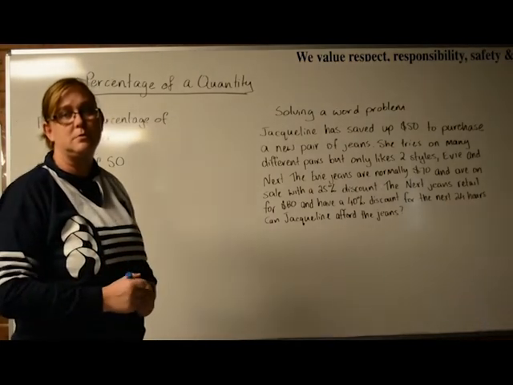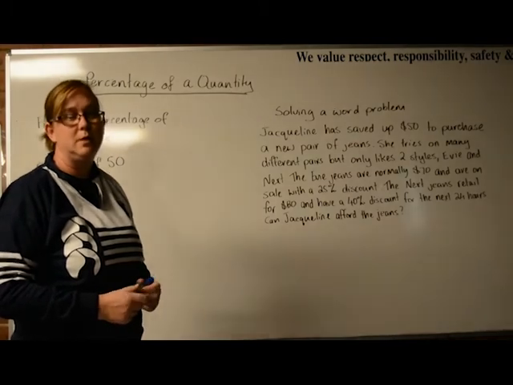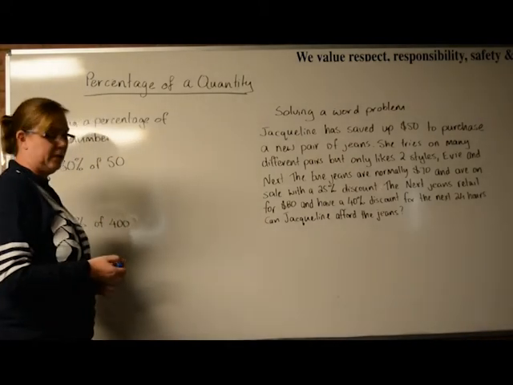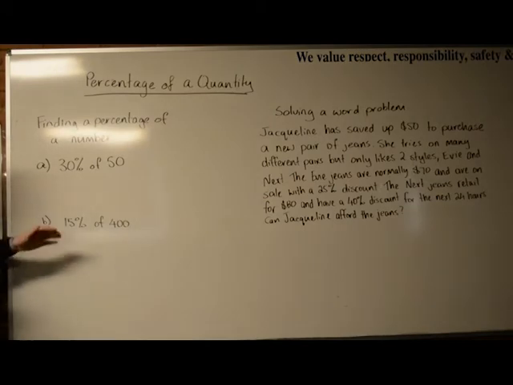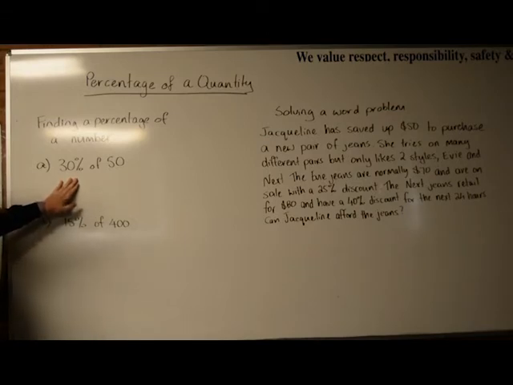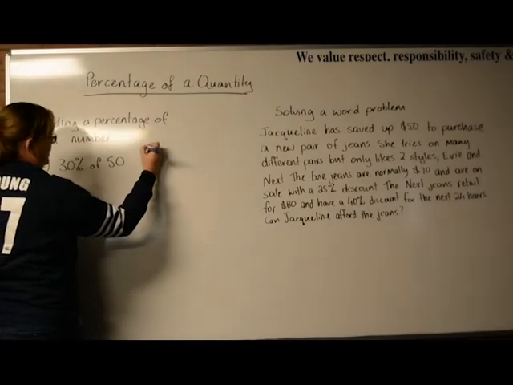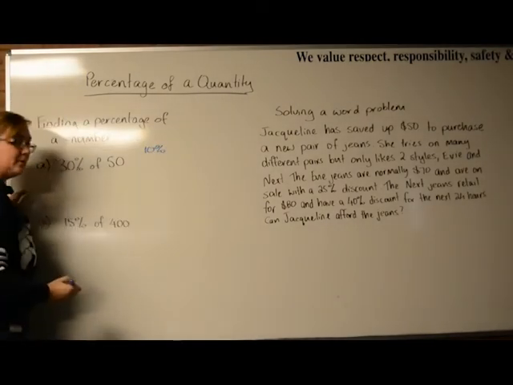We want 30% of 50. We can divide it by something. What we can do is divide it by 10 and find 10% and then times that by 3. That seems pretty easy, doesn't it? Or we could divide it by 100 and then times that by 30, but I think by 10 and then times it by 3 is a little bit easier. So, let's go 10% first.